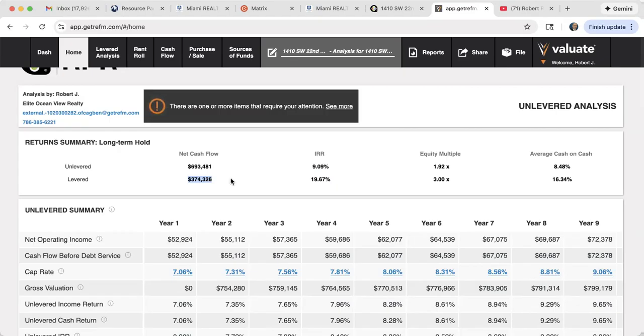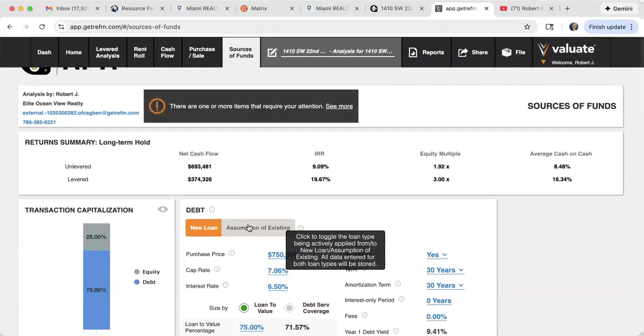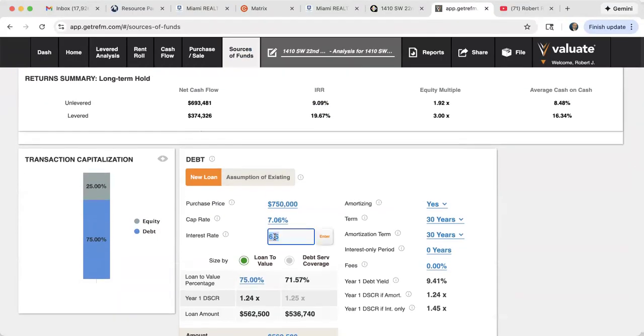All right? This is a great tool. It's going to help you put together the numbers for your clients. You can always go to sources of funds up here and say, what if the interest rate is higher? All right, well, 7%. Let's go with 7%.